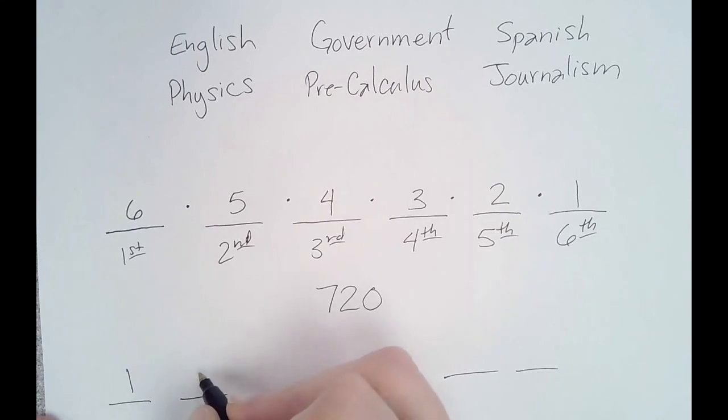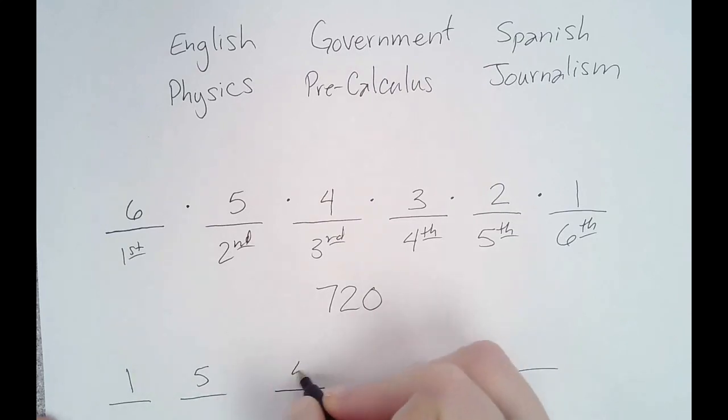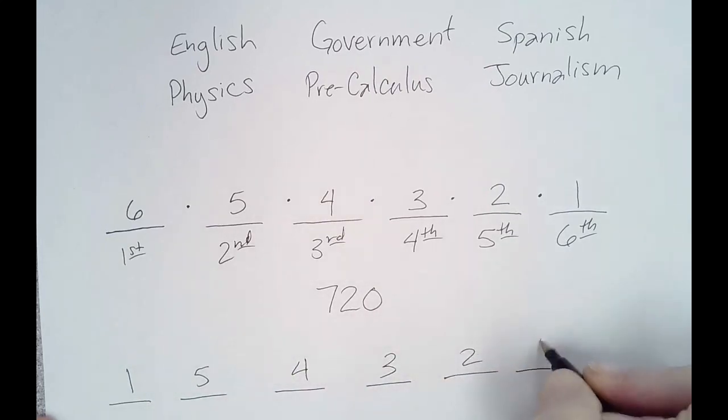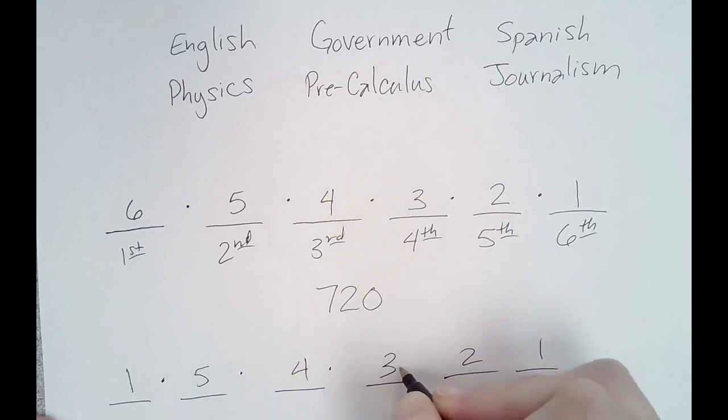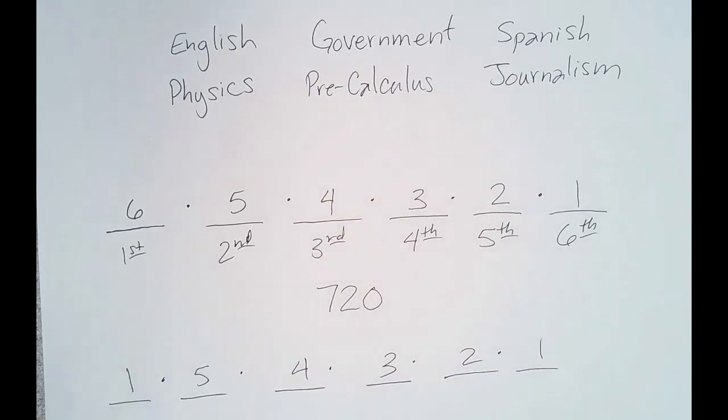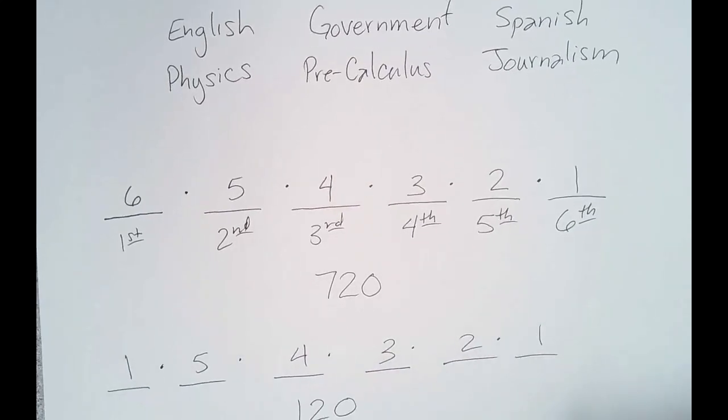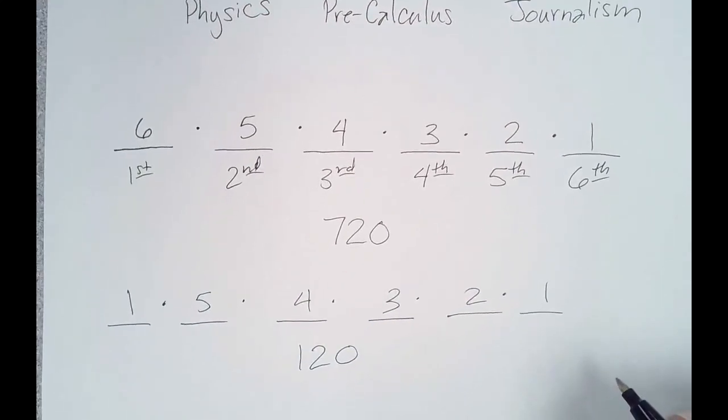But then he still has 5 choices left for second hour, everything but pre-calculus. Then once he picks a class for there, 4, 3, 2, and 1. So 1 times 5 times 4 times 3 times 2 times 1. So it just changes a little bit when we add some of these different things in. And that gives us 120 different class choices if pre-calculus is only offered first hour.